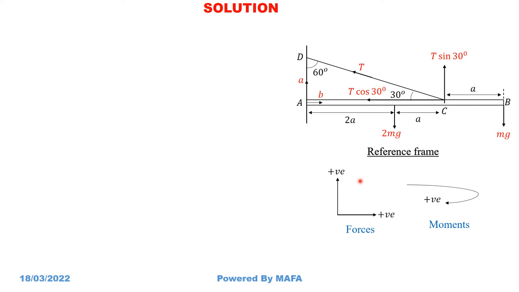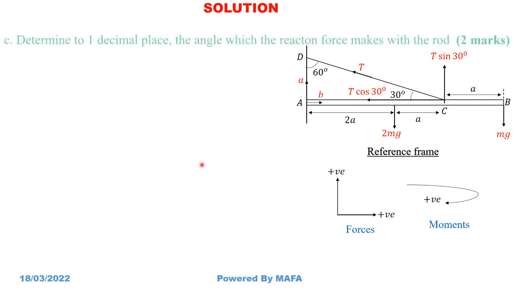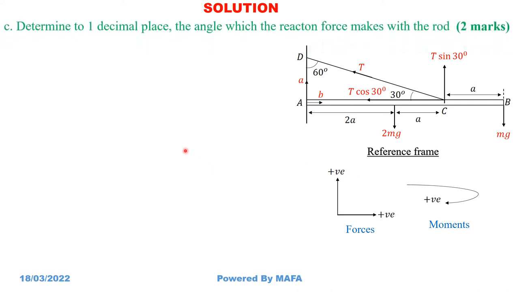Okay, let's move on to the last part of the question, which says determine to 1 decimal place the angle which the reaction force makes with the rod, which is 2 marks. So we just still consider this our diagram. Now the angle that the reaction force makes with the rod, we try to indicate it. Now we had the vertical and the horizontal component of our reaction force. Those are their numerical values in terms of mg. Now we try to indicate what is actually happening. So vertically, the vertical component is A, the horizontal component is B.